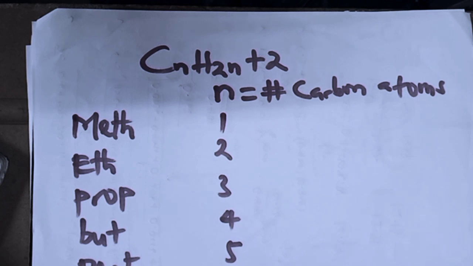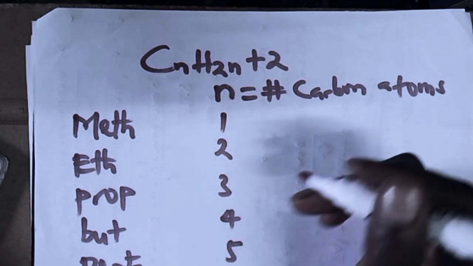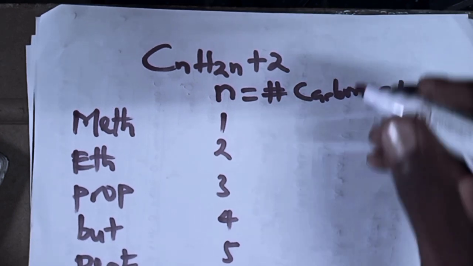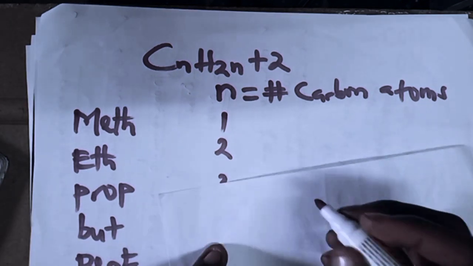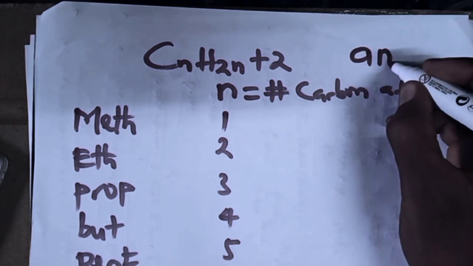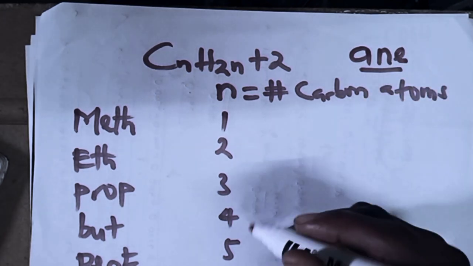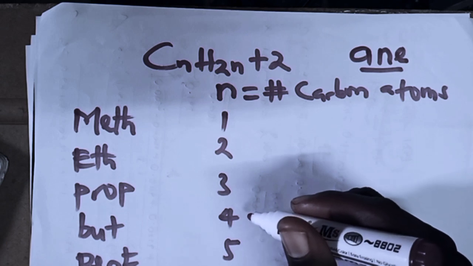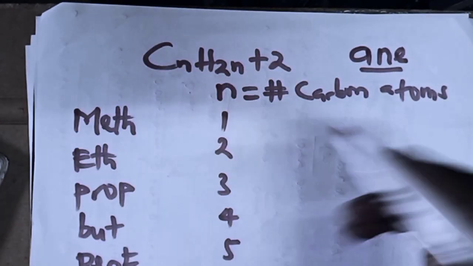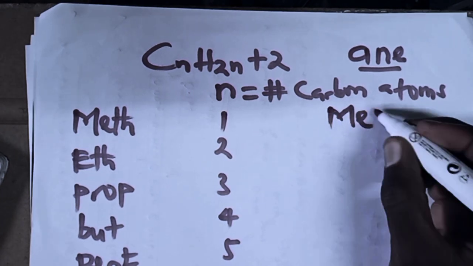For example, alkanes. Since we have these stems, what will be the ending? All alkanes end with A, N, E. This is the ending for all alkanes. So meaning, with the stem meth, an alkane with 1 carbon will be called methane.